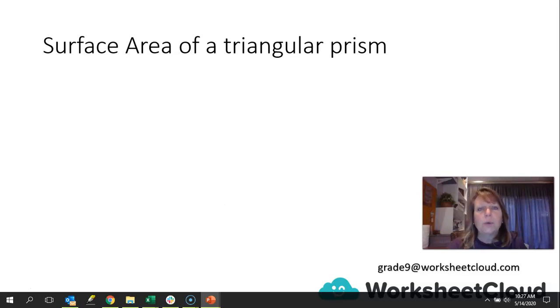Today we are going to look at the surface area and the volume of a triangular prism. In our last lesson we looked at the surface area and volume of a cube and a rectangular prism, and today we're going to go on to triangular prisms. So let's have a look at the surface area first.